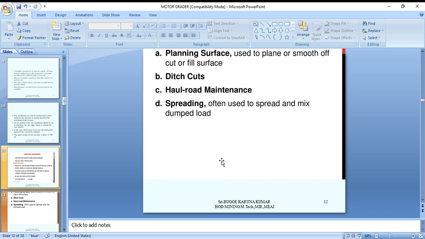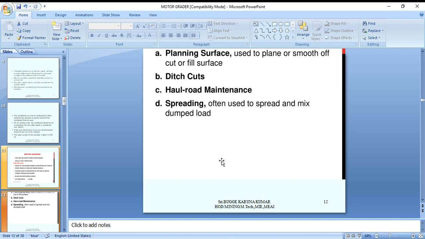Planning surface: used to plane or smooth off a cut or fill surface. Ditch cuts, haul road maintenance, spreadings. These are the basic functions they are doing in the field. As per the planning requirement, you can plane the surface, smooth it, or cut and fill it.